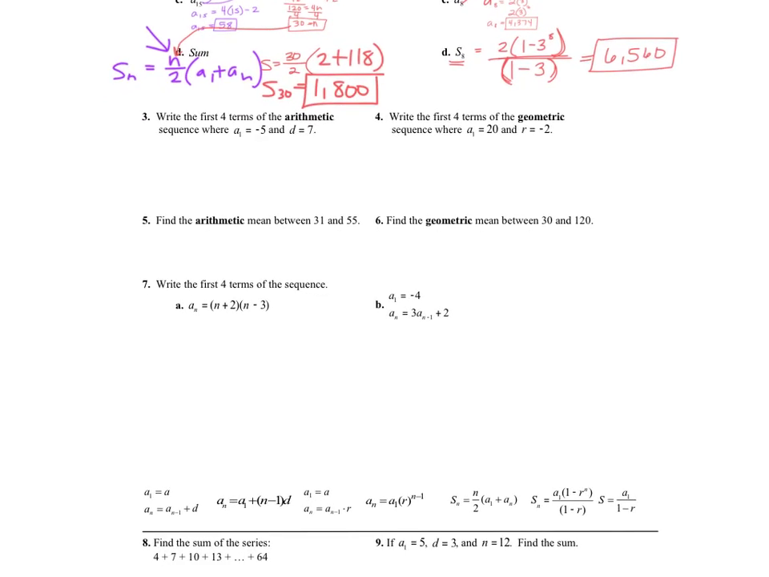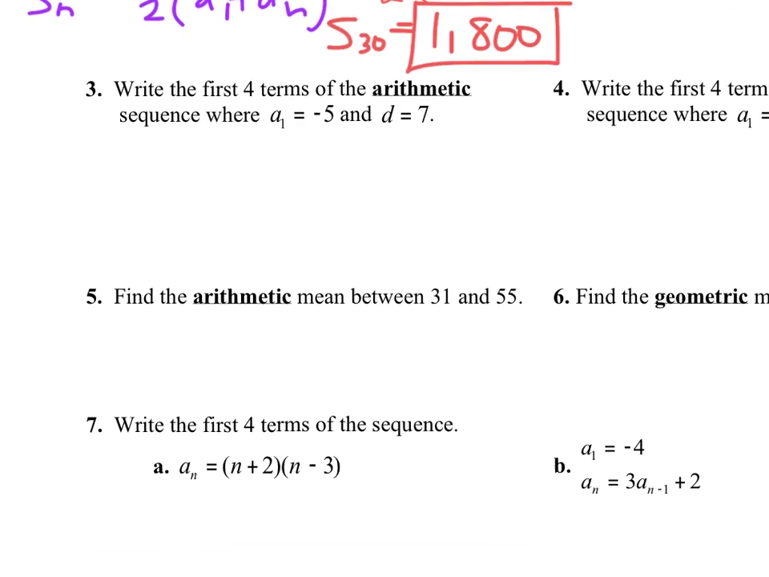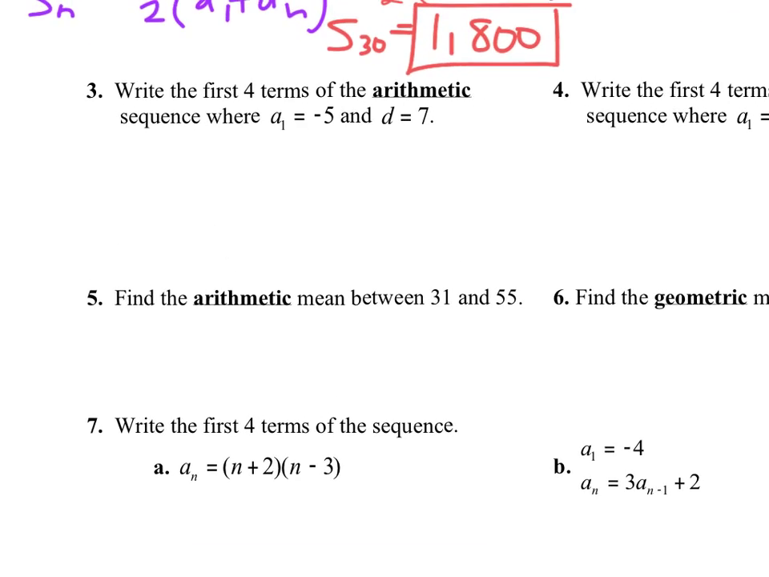All right, number 3. Notice here's all your formulas again, so you don't have to keep jumping up to the top if you want to start looking down at the bottom. This one says write the first 4 terms of the arithmetic sequence where a sub 1 is -5 and your common difference is 7. Guys, you don't even need a formula for this. If your first term is -5, and your common difference is 7, that means you're adding 7. So if we add 7, we get 2. If we add 7, we get 9. If we add 7, we get 16. Okay? Done.